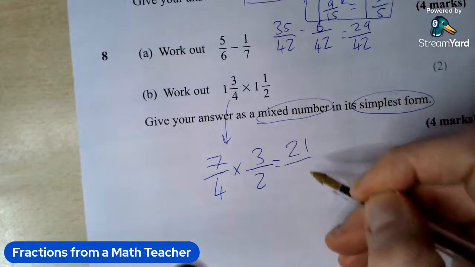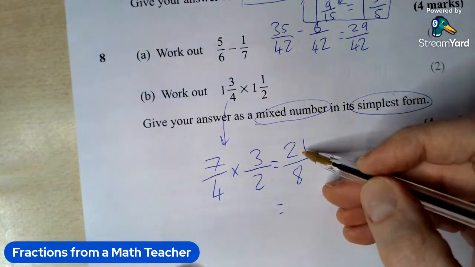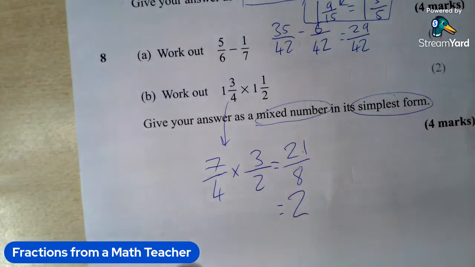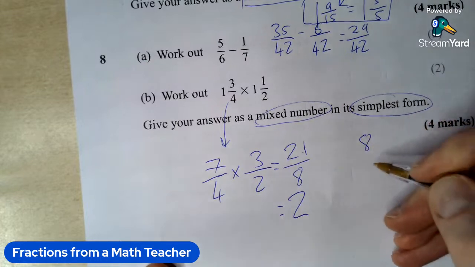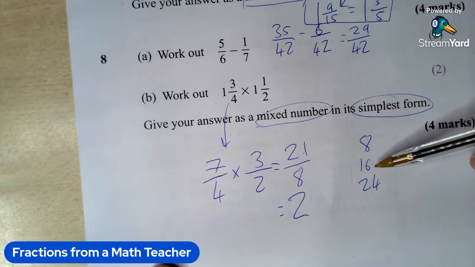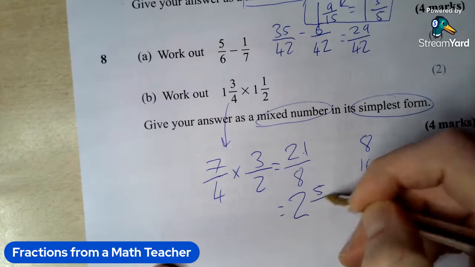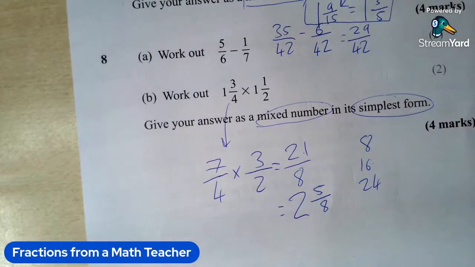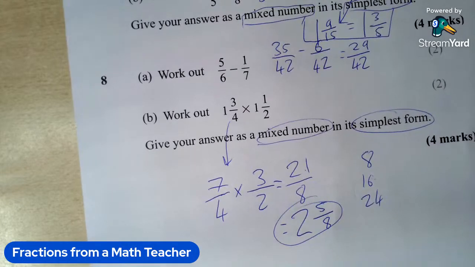That's 21/8. And it wants a mixed number. So how many 8s go into 21? That is 2. And if you are struggling with this, you can just write the times table down to help you. So that got me to 16 because I know it's 2. And then what's the difference between 16 and 21? That is 5. So 2 and 5/8 is the answer. I sometimes like to circle it just so it makes it easier for the person marking it. We don't have to do that.